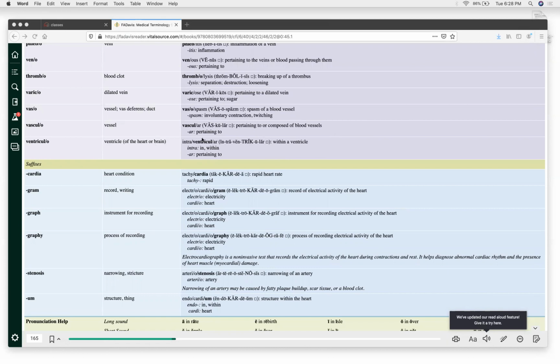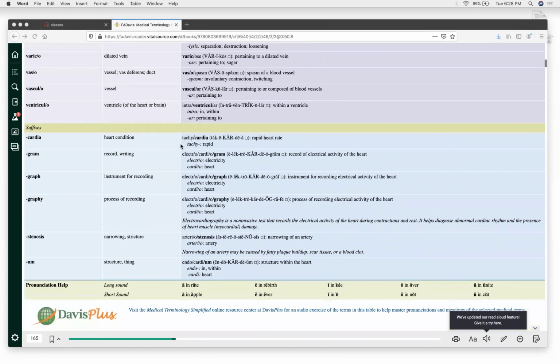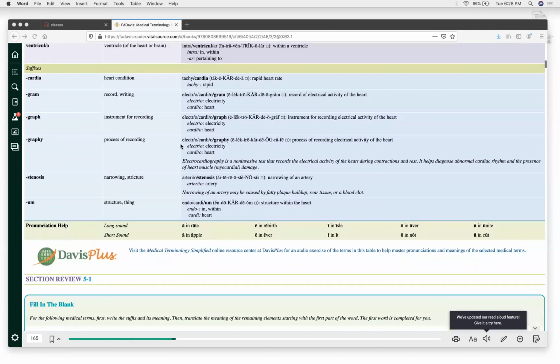Intraventricular. Intra is your prefix, that means within. So if my patient has an intraventricular problem, that means the problem is on the inside. And if it's on the inside in the heart, don't make any plans. You probably need a new heart.